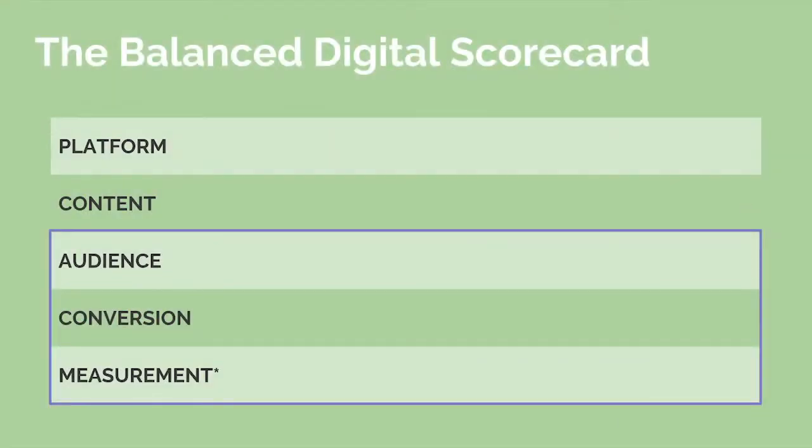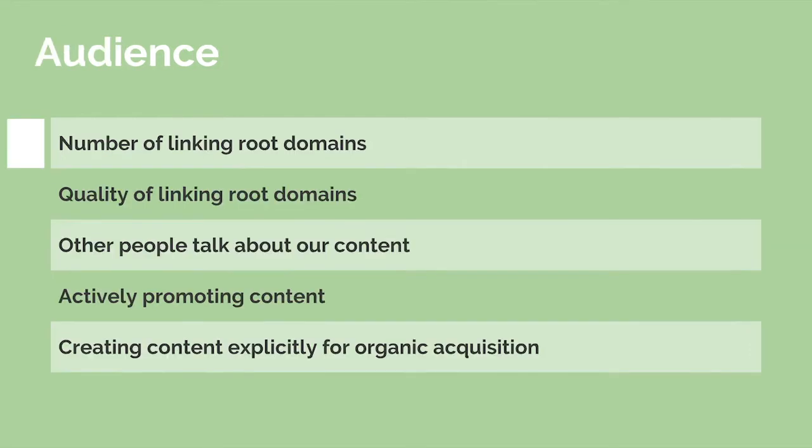So we know that it's not just platform and content that matter when it comes to ranking in Google. So let's break out audience and conversion as metrics. First, we need to look at the total number of linking root domains as well as the quality of those linking root domains. Now, a linking root domain might sound like jargon. Basically, it's just another website that links to us.